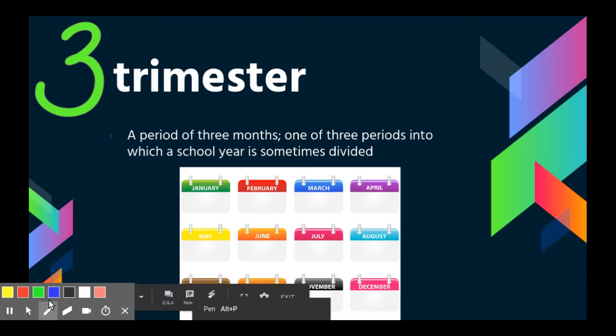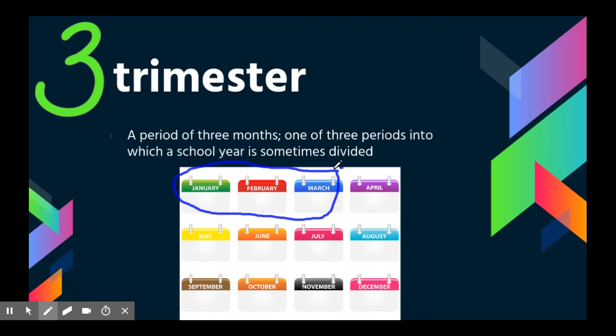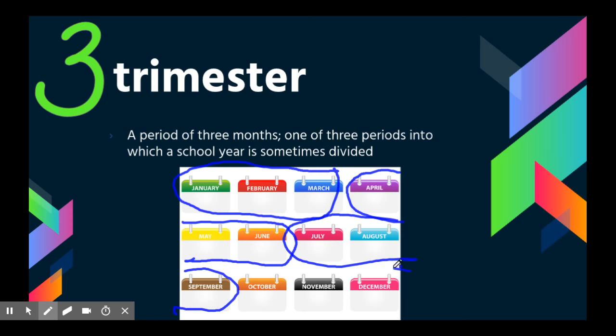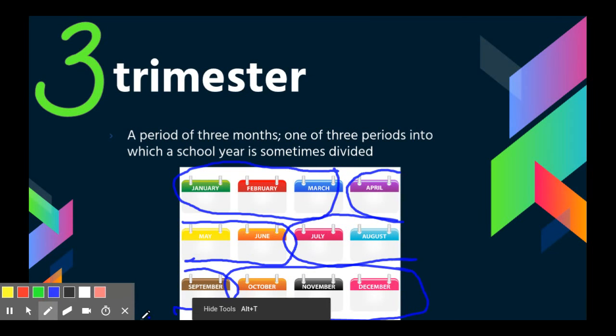So a trimester might be January, February, March, and then April, May, and June would be another one, and then July, August, September, and lastly, October, November, and December. Those would be trimesters, a period of 3 months.